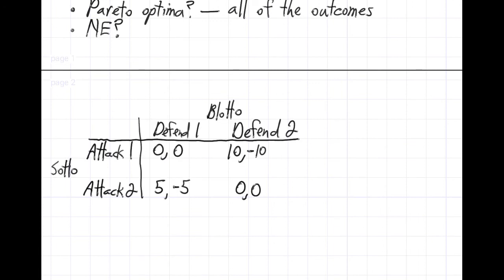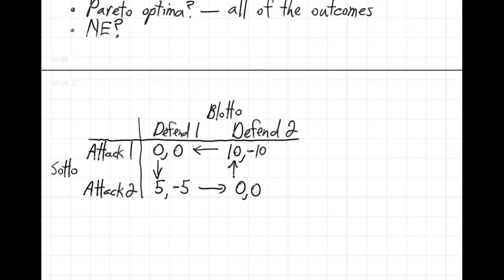So I've copied the payoff matrix. Let's use our preference arrows to see if we can find any Nash Equilibria. So if we look at Sotto in the left-hand column, 0 is worse than 5. So Sotto would prefer to attack City 2 if Blotto is defending City 1. That makes sense. And on the other hand, if Blotto is defending City 2 in the right column, then Sotto would prefer to attack City 1. What about for Blotto? Let's say Sotto is attacking City 1, then Blotto would prefer to defend City 1. And if Sotto is attacking City 2, then Blotto would prefer to defend City 2.